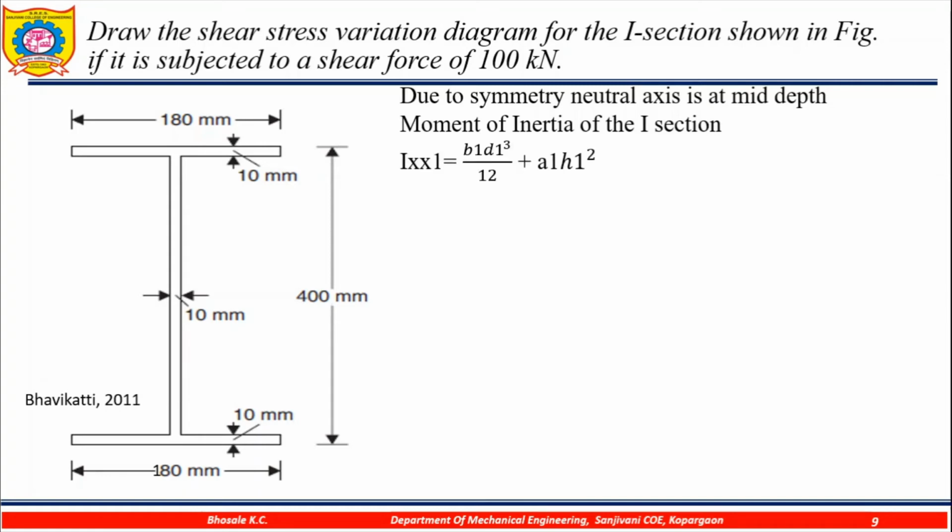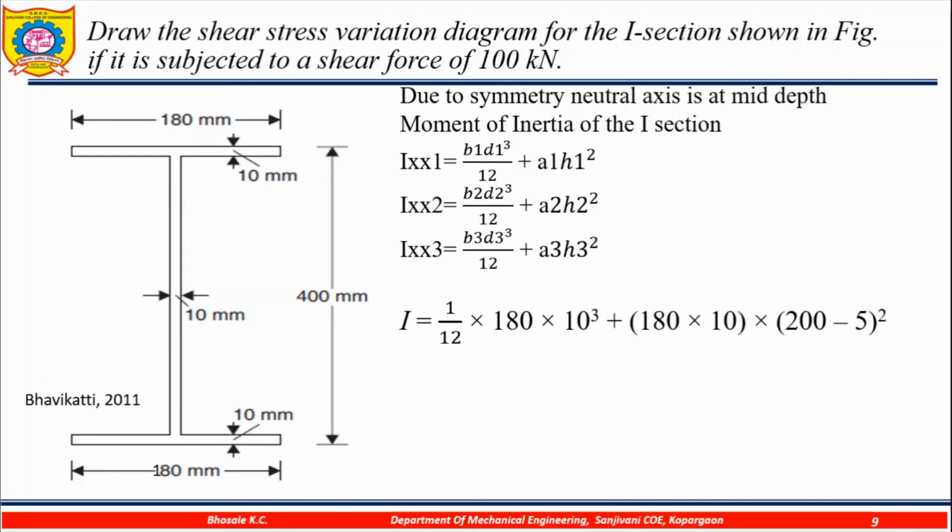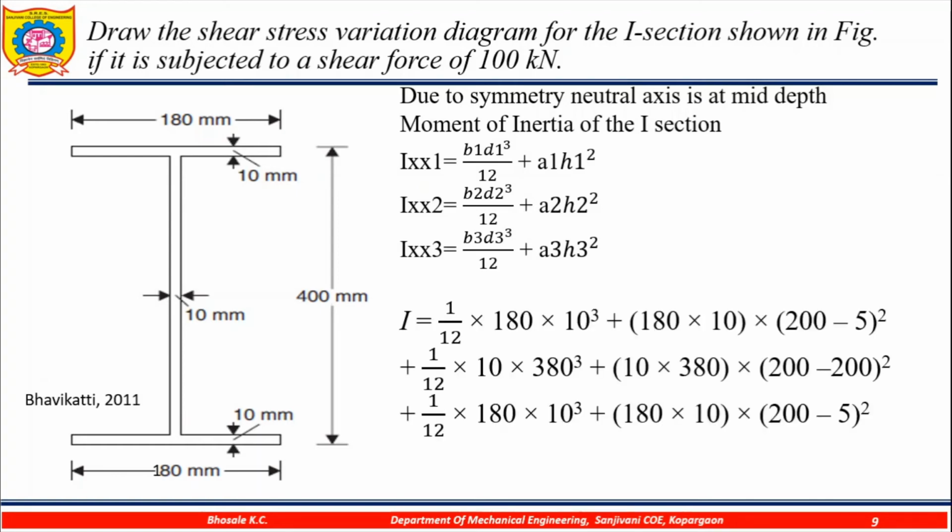For the moment of inertia, we have to find out the moment of inertia of the three parts. B1 D1 cube by 12 plus A1 H1 square is the moment of inertia of the first part. Moment of inertia of the second part is B2 D2 cube by 12 plus A2 H2 square. Similarly, moment of inertia of the third part is B3 D3 cube by 12 plus A3 H3 square. So adding those, we can get the moment of inertia of the total I section.